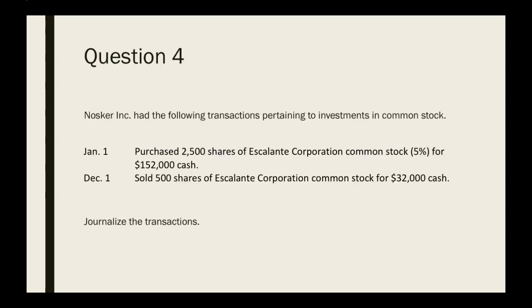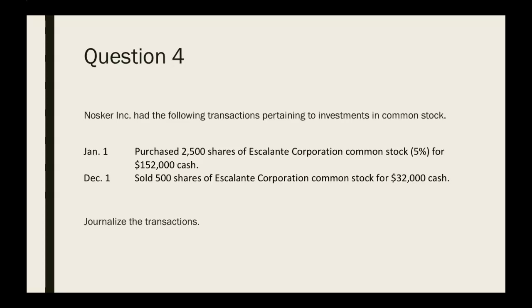Now we can move on to question number 4. Question number 4 says, Nosker Inc. had the following transactions pertaining to investments in common stock. Back in chapters 13 and 14, you were dealing with issuing stock yourself as the company. Well, now you are investing in other companies' stock, right? So you are Nosker Inc.